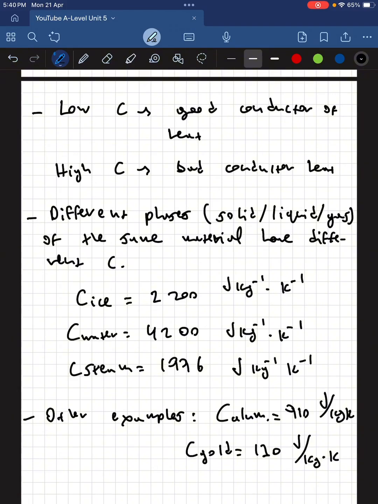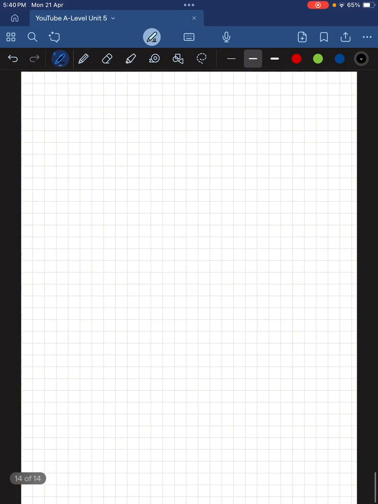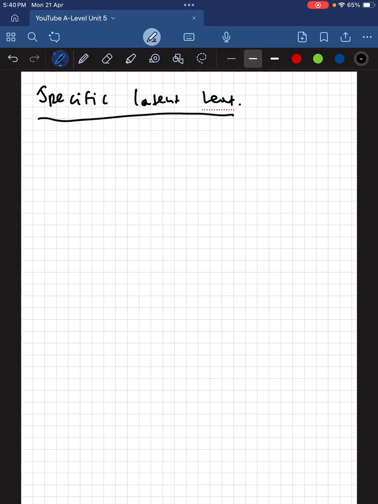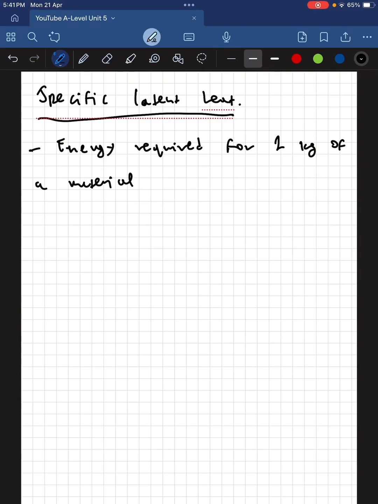Now, the next topic is specific latent heat. Okay, this definition has to do with phase changes. So this is the energy required for 1 kilogram of a material or a substance to change phase.